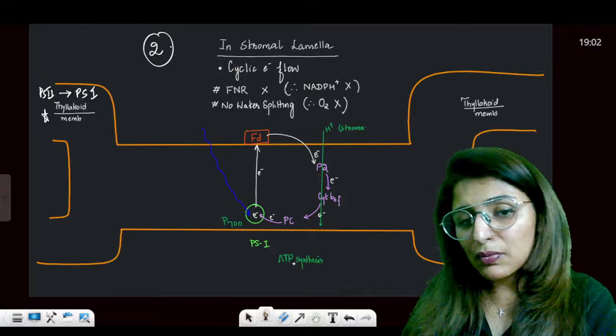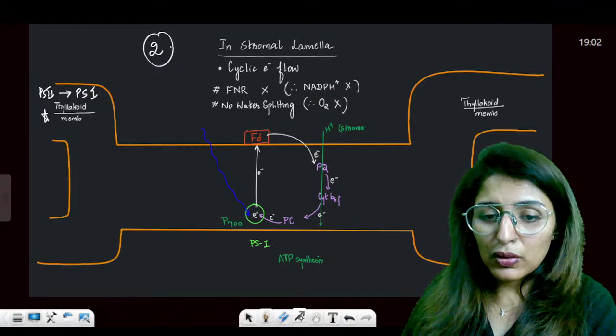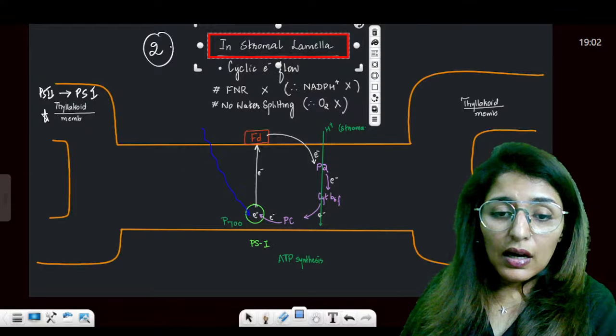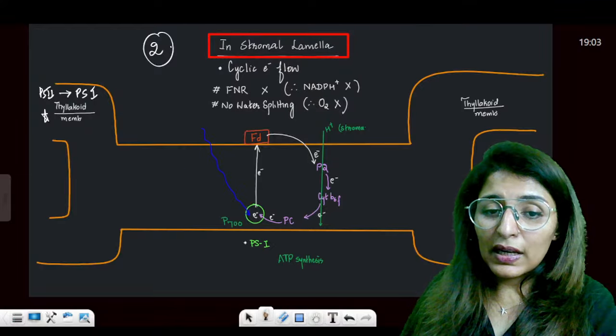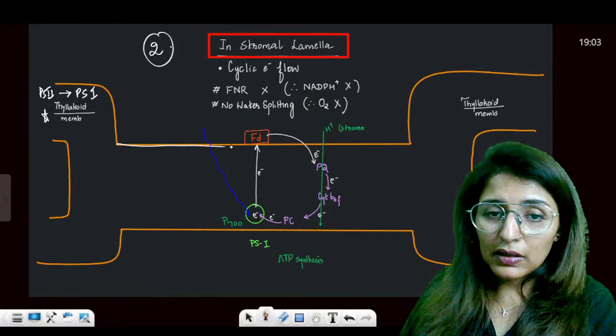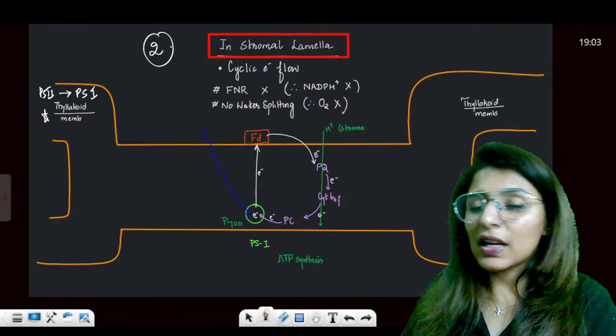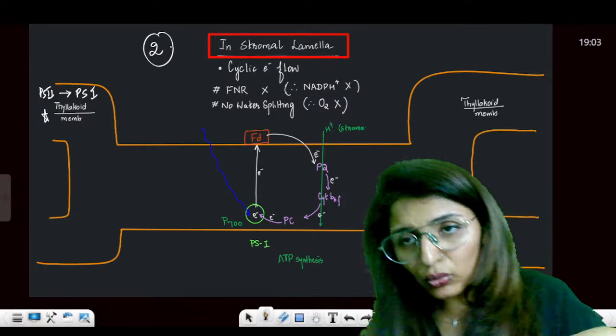now there is a photosystem present in the stromal lamella also. So this is a stromal lamella. Stromal lamella is the membrane which connects the two thylakoids or the two grana.